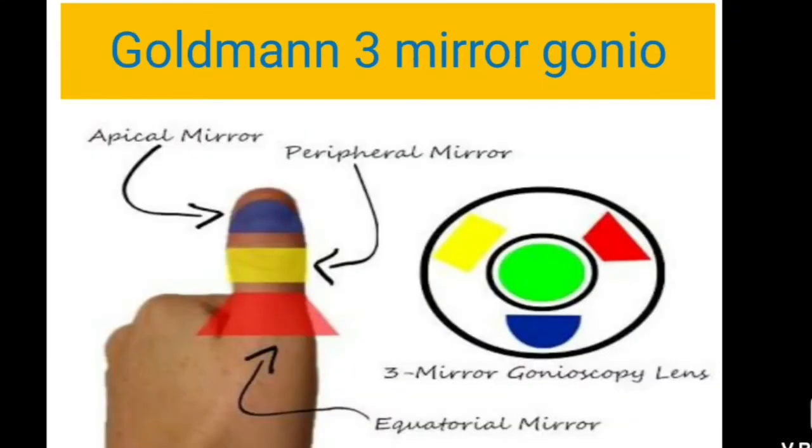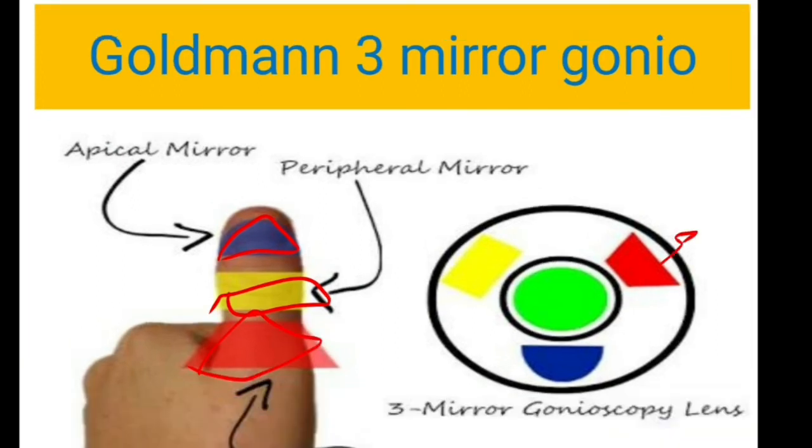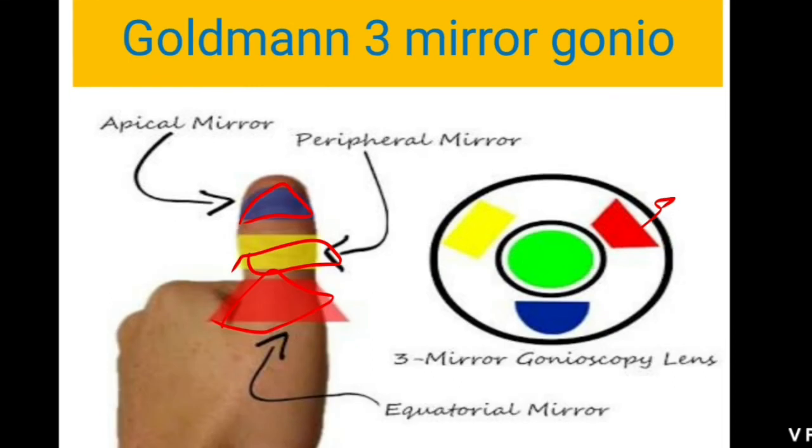So just to remember, this is the rule of thumb. The first one is the tongue shaped mirror, which is used to visualize the more peripheral part, that is the angle structure. The second one is the square shaped, which is used to visualize the peripheral part of the retina. The third one is the trapezoid shape, which is used to examine the equator of the fundus. The center one is used to examine the posterior pole of the fundus.